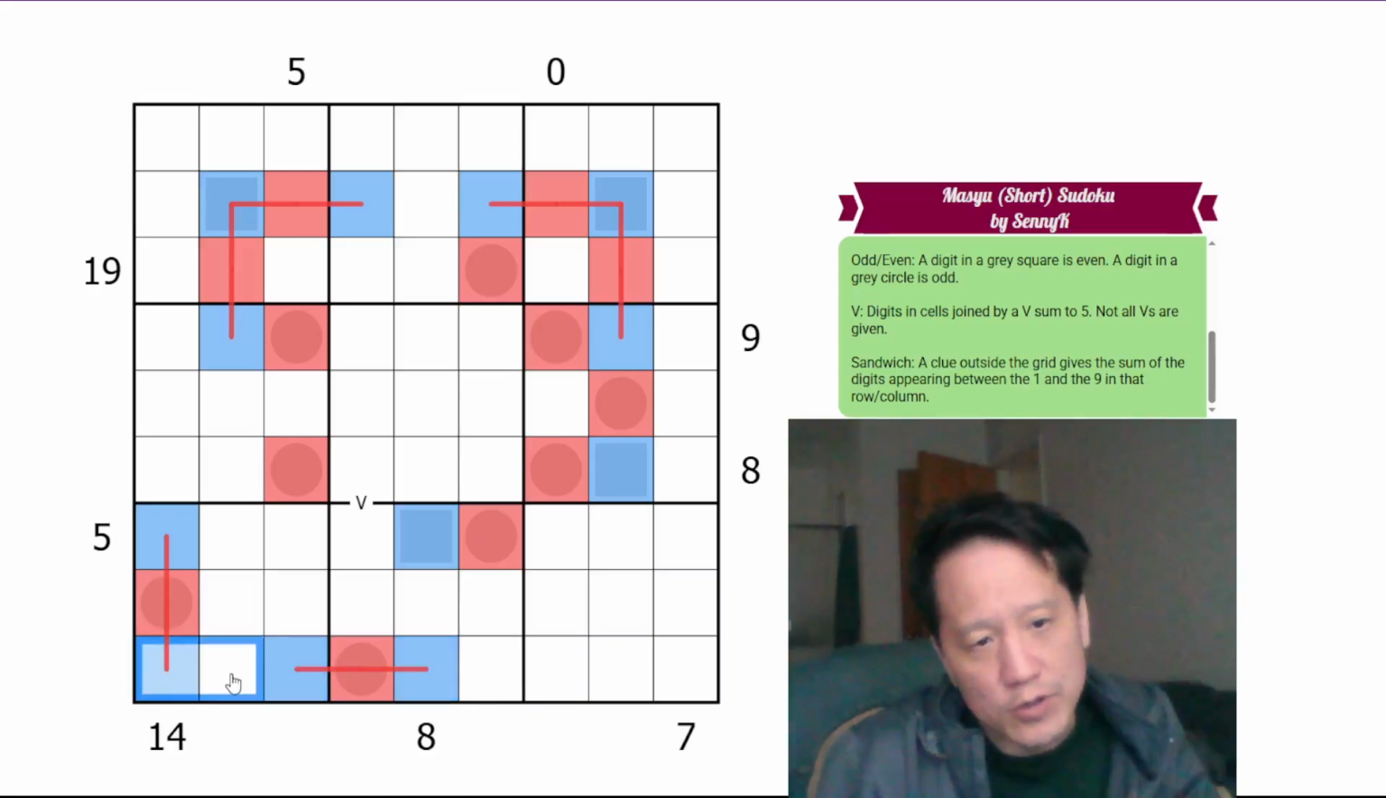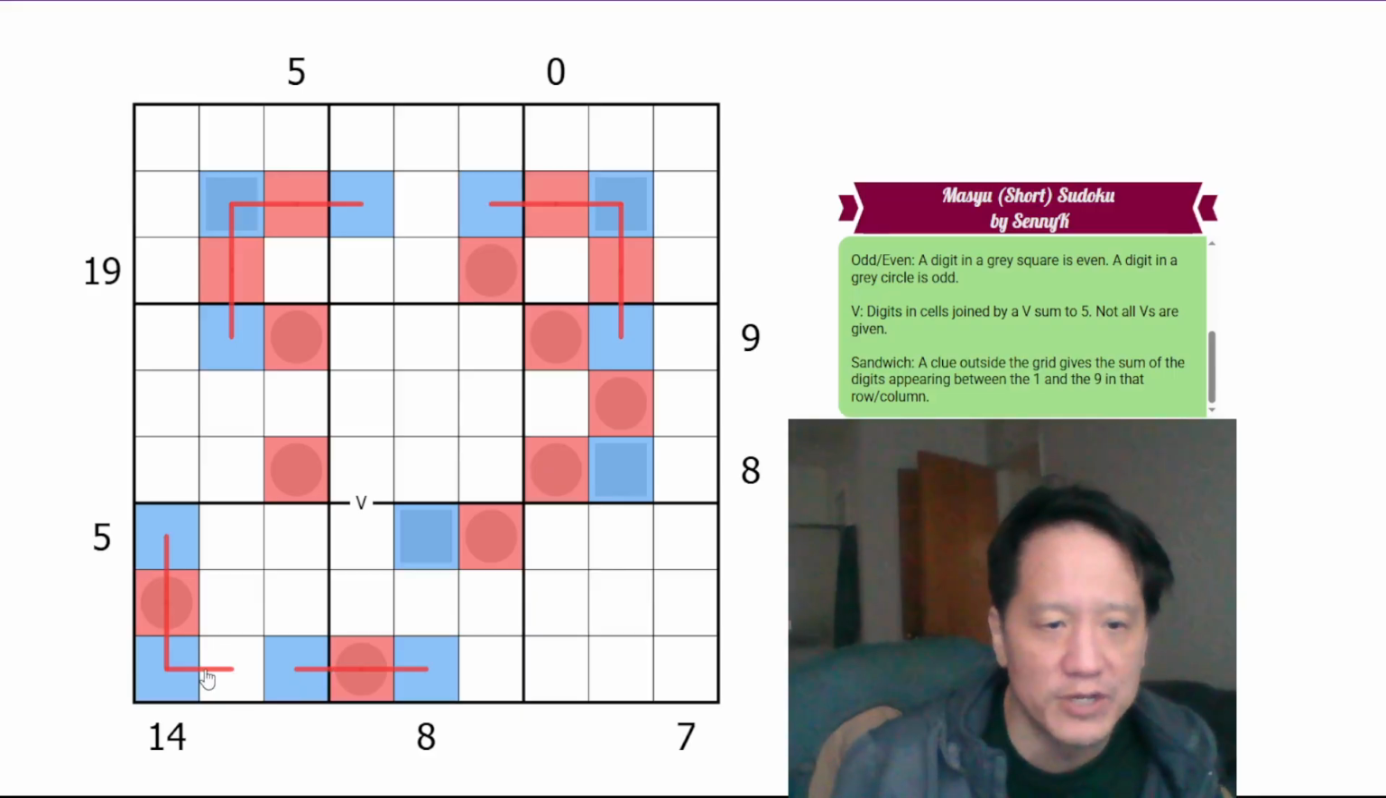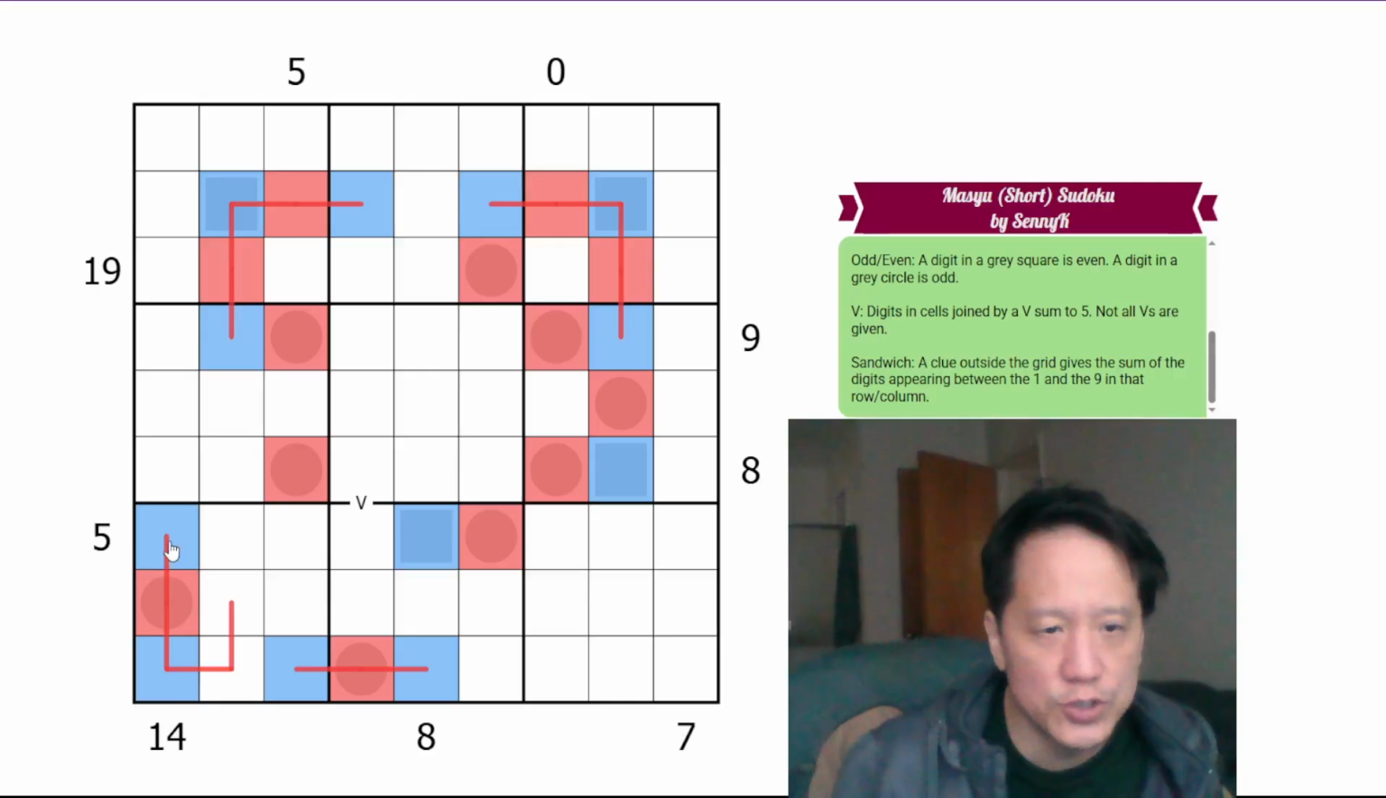From this corner, you have to continue on the loop, right? So you have to be going that way. And you cannot continue this way, because if you did, this would be 5 segments of loop that goes straight, which is not allowed. So this must go this way. This is 2 already, so this must turn that way.